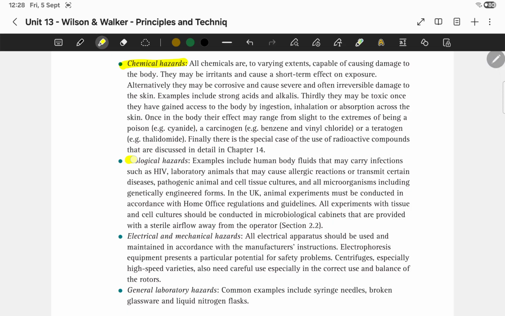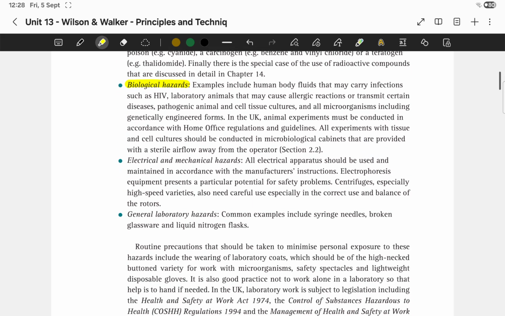Number 2, biological hazards. Examples include human body fluids that may carry infections such as HIV, laboratory animals that may cause allergic reactions or transmit certain diseases, pathogenic animals and cell tissue cultures, and all microorganisms including genetically engineered forms. In the UK, animal experiments must be conducted in accordance with the Home Office regulations and guidelines. All experiments with tissue and cell culture should be conducted in microbiological cabinets that are provided with a sterile airflow away from the operator.